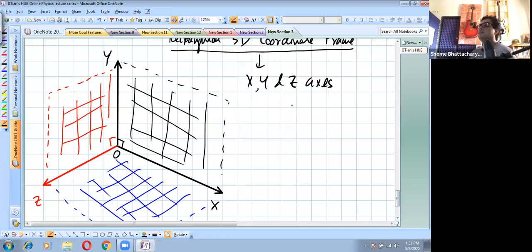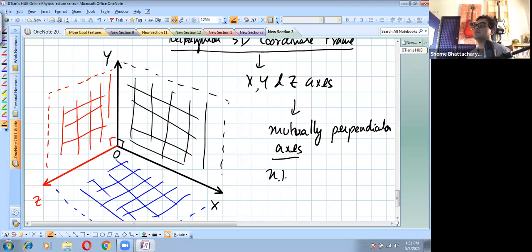This is what we call mutually perpendicular axes. That is the meaning of the term rectangular. Whenever we use the term rectangular system or Cartesian system, that means all our axes have to be mutually perpendicular. So x is perpendicular to y, x is perpendicular to z, and y is perpendicular to z. So this is the visualization of the coordinates.